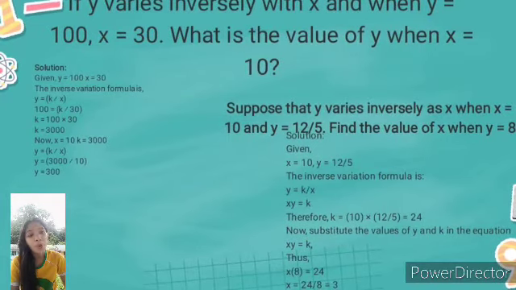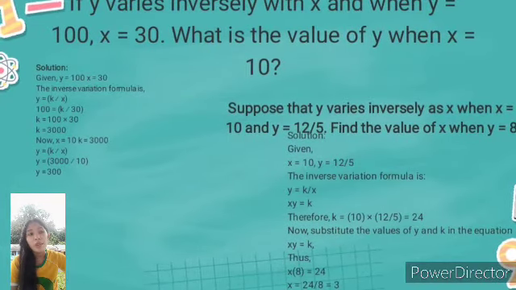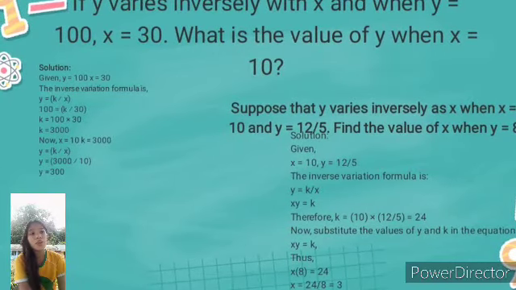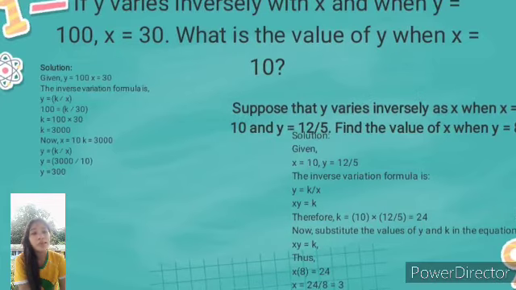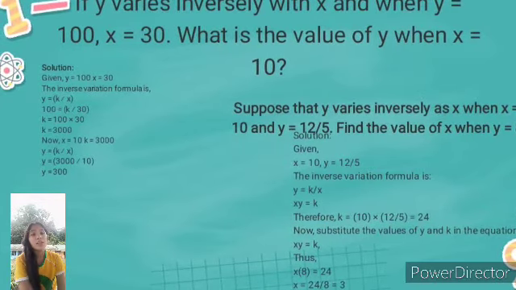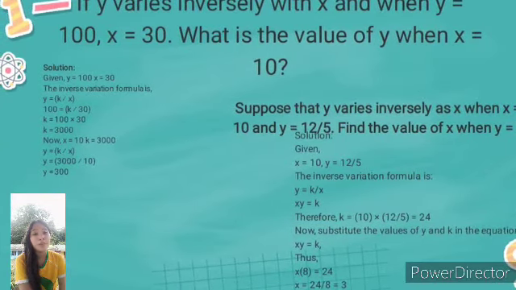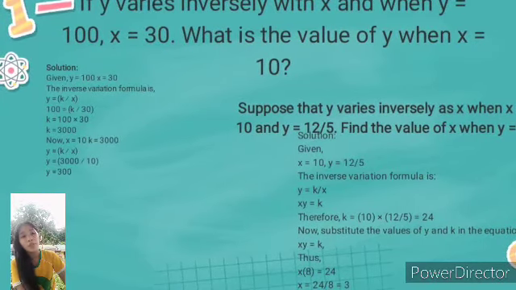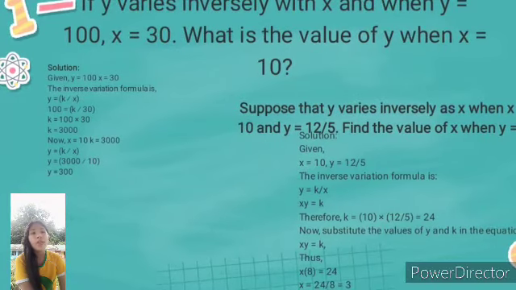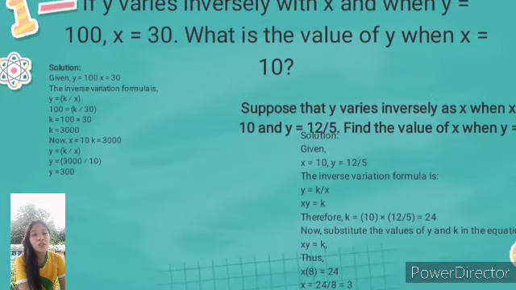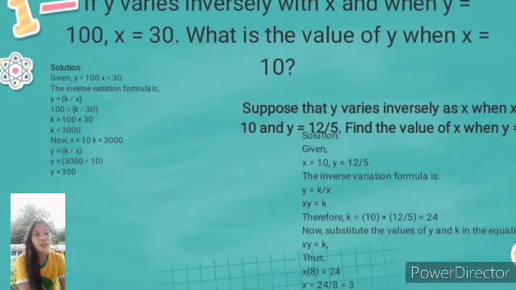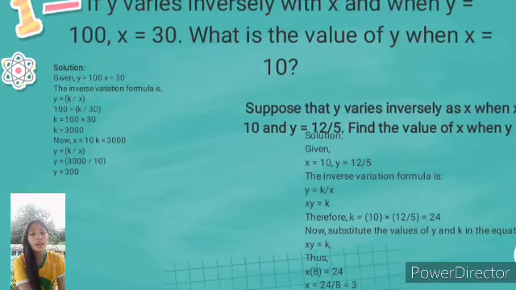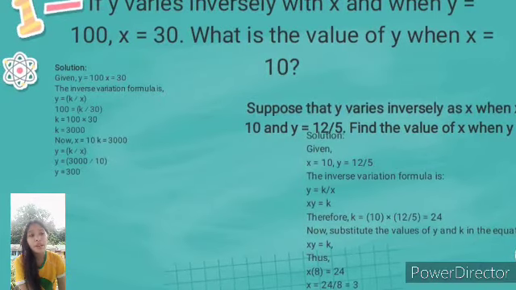Second problem is, suppose that y varies inversely as x, and when x is equal to 10, y is equal to 12 over 5. Find the value of x when y is equal to 8. So the solution is, given x is equal to 10, y equals 12 over 5. The inverse variation formula is y equals k over x, so xy is equal to k. Therefore k is equal to 10 times 12 over 5, which is equal to 24.